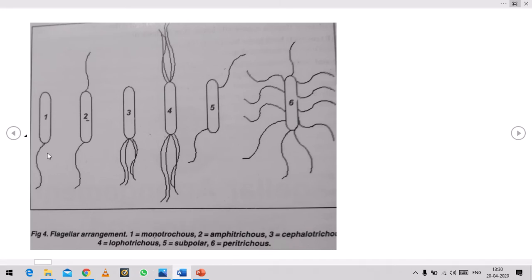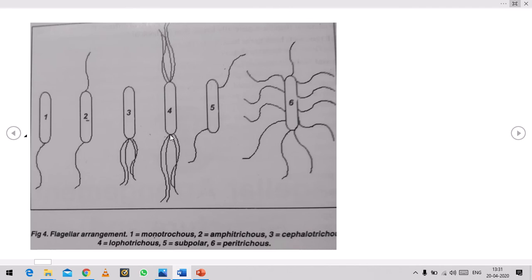There are six categories. First, monotrichous, with a single polar flagellum at one end only, for example Xanthomonas. Then amphitrichous, a bacterium with a single flagellum at both polar ends. Then third is cephalotrichous, a bacterium with several tufts of flagella at one polar end only, that is Pseudomonas fluorescens.